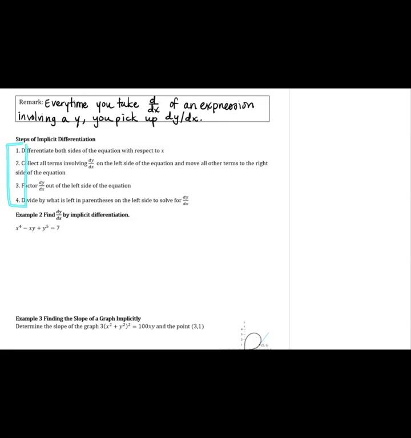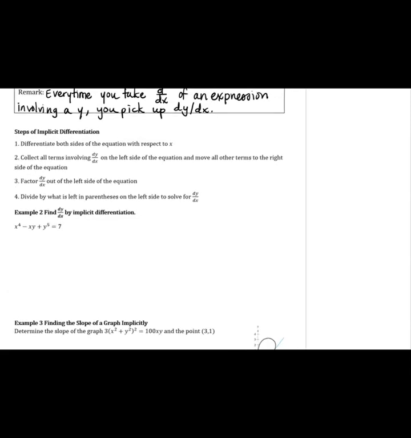There are 4 steps that are outlined here. We're going to begin with the first step that tells us to differentiate both sides of the equation with respect to x. So we are going to go into every term in this equation and we are going to apply our derivative operator. So now that we have completed step 1, well actually we haven't completed it.